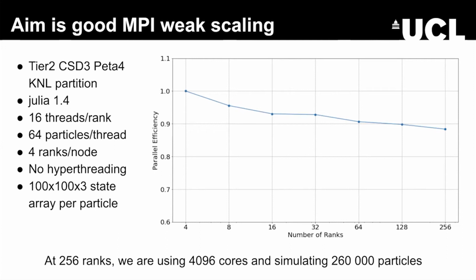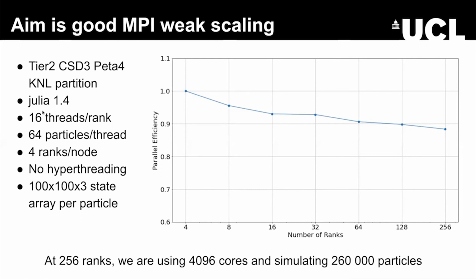Here's some example data we ran on the Cambridge CSD3 cluster. We used the Knights Landing partition, but that's not super important here. This will run just as well on any CPU partition. We used Julia version 1.4, which is now already a bit old, and we're up to 1.6. The nice thing about KNLs is that you can run a lot of threads per node.